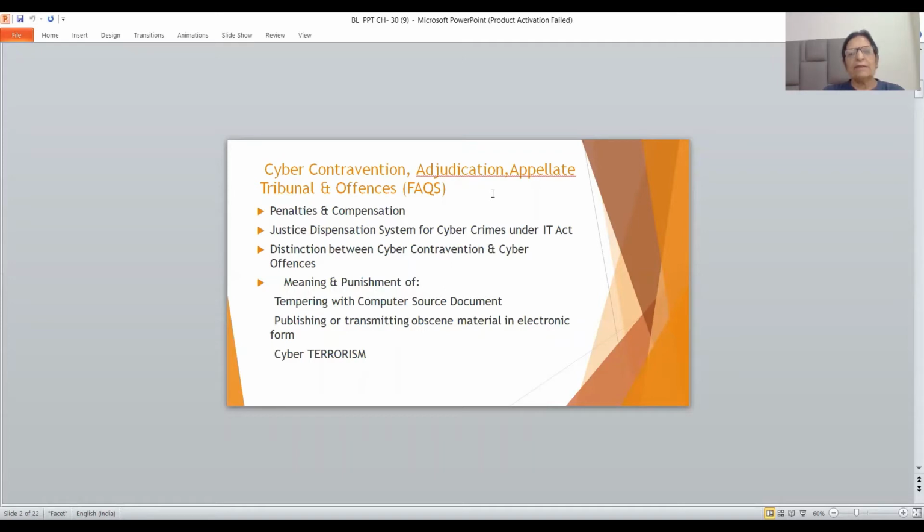Then differentiate between cyber contravention and cyber offences. And apart from this, meaning and punishment of various offences. Say, for example, tampering with computer source documents, publishing or transmitting obscene material in electronic form, cyber terrorism, and identity theft. Like this, many more offences are also there. The question can be asked regarding meaning, and then you have to write the provisions regarding that, and what the penal provisions are relating to the cyber offence which has been asked in the question.